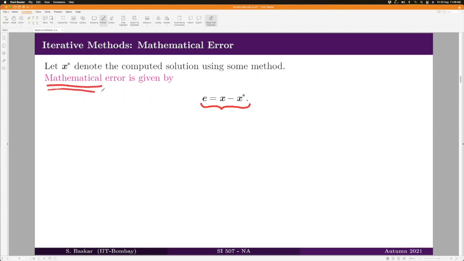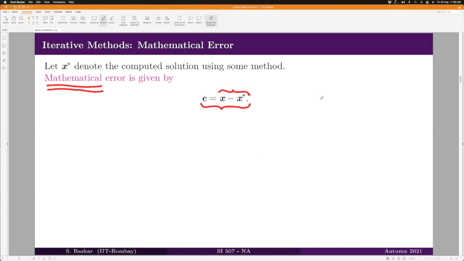Why do we give this special name? Because there is one more error involved in the computation, which is called arithmetic error. So in order to distinguish arithmetic error from the error committed by the method, we give the special name mathematical error. By mathematical error, we therefore mean only the error committed due to the approximation of the model, that is, the error involved in the numerical method.